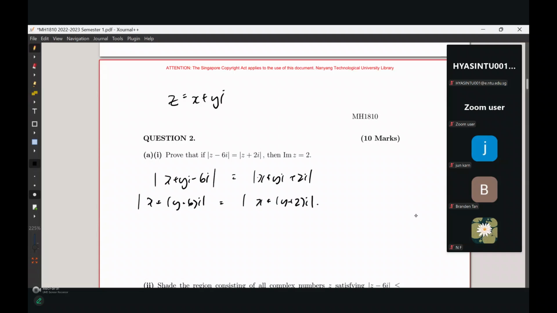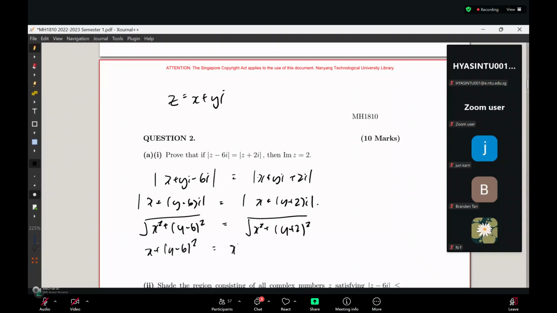Okay, so hopefully you all remember what the modulus is. What the modulus does is it calculates the distance or the magnitude of your complex number. So the modulus of x plus (y minus 6)i is the square root of x squared plus (y minus 6) squared, equal to the square root of x squared plus (y plus 2) squared. Okay, so you can go ahead and square both sides. You square both sides, you get x squared plus (y minus 6) squared is equal to x squared plus (y plus 2) squared.